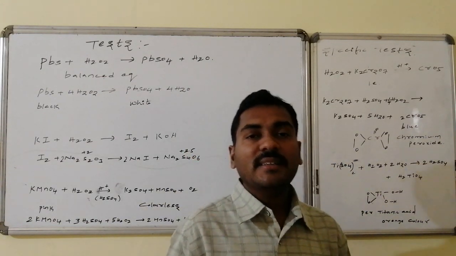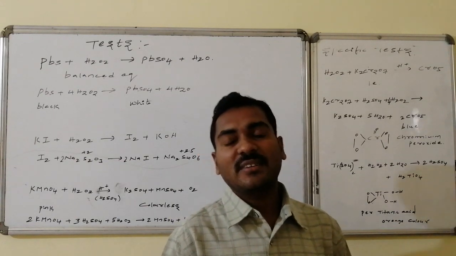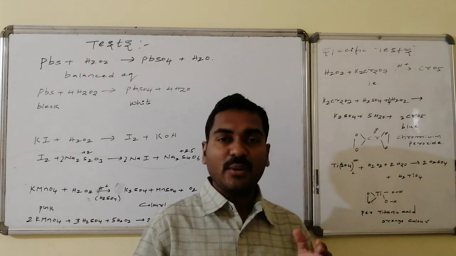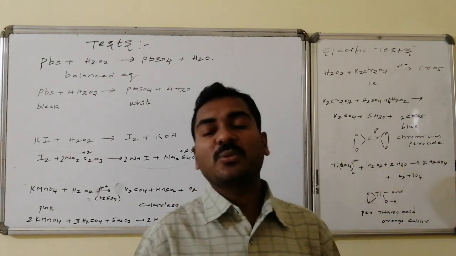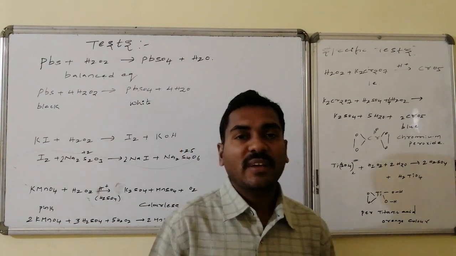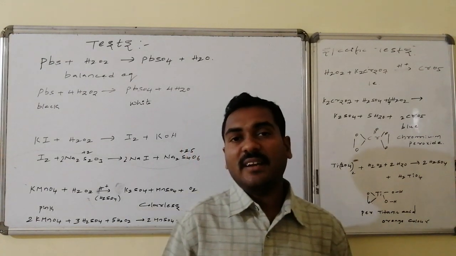This orange color is due to just hydrogen peroxide, not the other oxidizing agents. Only hydrogen peroxide has the ability to convert titanium sulfate to pertitanic acid, which has this particular orange color.